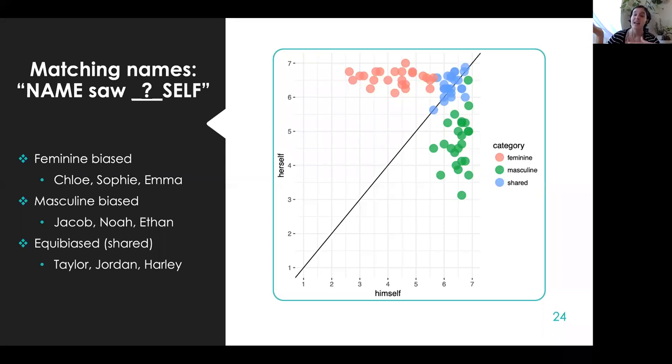Because we see the same thing as well with the feminine names, where they're all very much at the top of the graph, where herself and feminine would match, so that they're all at ceiling there. But then none of them are particularly low. They're all between 2.5 and 6. So again, it's more of a range. But in general, people don't hate mismatching the name with the pronoun. Then with the shared names, it looks like they're matching in both directions, because they're between 5.5 and 6 on both axes. So that means that people thought that there wasn't really a mismatch condition for these equibiased or shared names when we look at herself and himself.